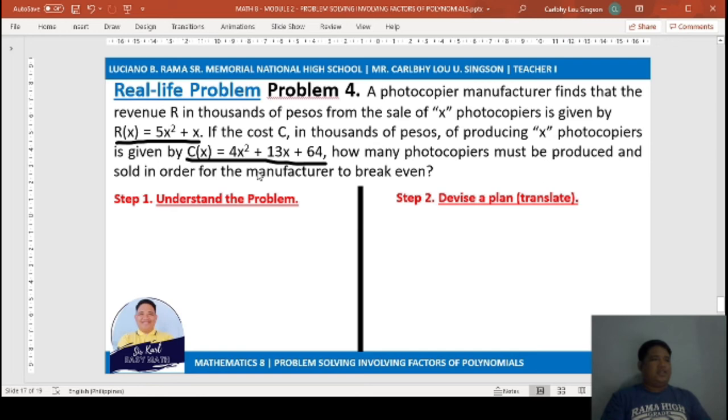So step number 1, understand the problem. Here we are looking for how many photocopiers must be produced and sold. So we will just let X be the number of photocopiers.